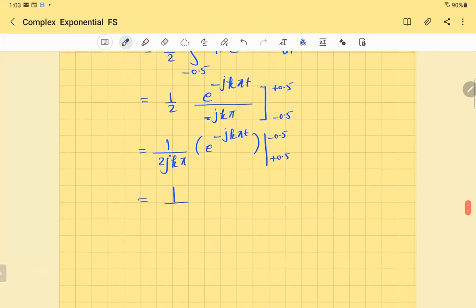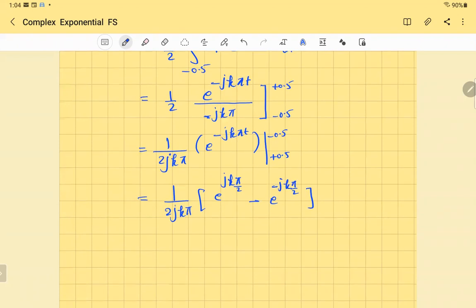Now I will start to substitute. 2j k pi. First, I substitute by negative 0.5. Negative 0.5, negative will be positive. E to the j k pi times half means pi over 2, minus e, and then I substitute t by 0.5, so you have minus j k pi over 2. All right.